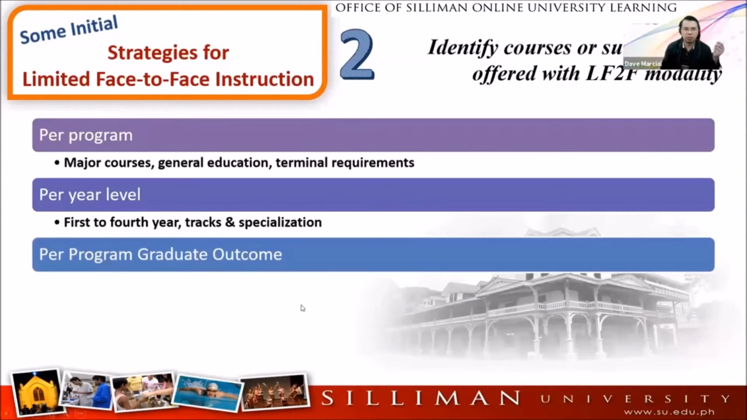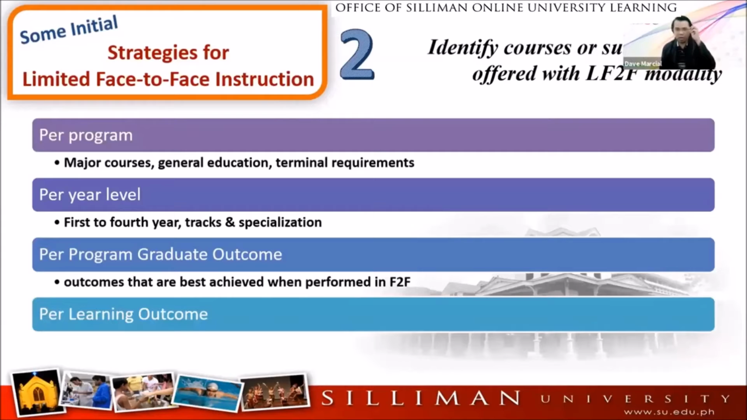We can also look at the per program graduate outcome. Remember the mapping of our subjects, the mapping of our curriculum. You can look there if the graduate outcomes need to be demonstrated, or if it is necessary, for example, a skills demonstration, then you can look into that, like outcomes that are best achieved when performed face to face.